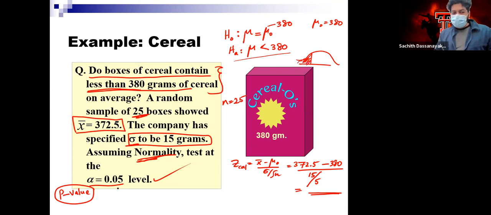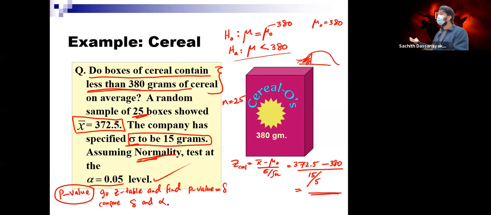So go to the Z table and find the p-value, which I'll denote delta, because for a left tail test we denote it delta. Then compare delta and alpha, and give your conclusion whether you reject or not.